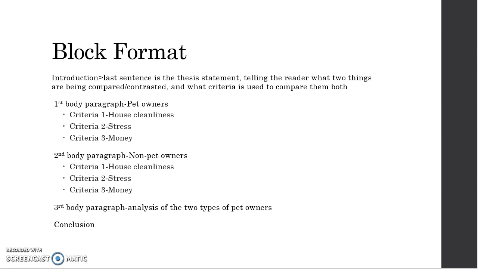In this example, we're comparing and contrasting pet owners and non-pet owners, and the criteria we're using to judge both is house cleanliness, stress, and money. You'll notice the first body paragraph is everything about pet owners. The second body paragraph is everything about non-pet owners. And the third paragraph is an analysis. It can also look at things that are similar. There's a little bit more flexibility with that third body paragraph. And then again, your conclusion.